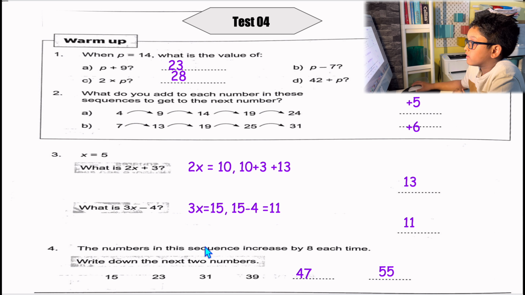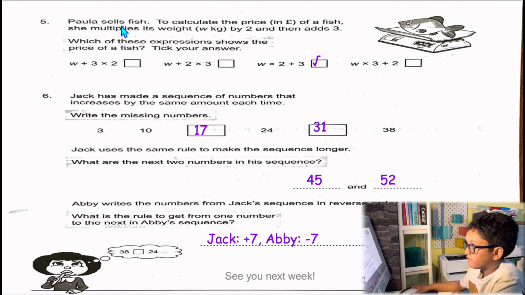Question 4. The numbers in the sequence increase by 8 each time. Write down the next two numbers. After 39, plus 8, 47. Then plus another 8, 55. Question 5, Paula sells fish. To calculate the price in pounds of a fish, she multiplies its weight by 2 and then adds 3. That means weight times 2 plus 3. That's the expression.